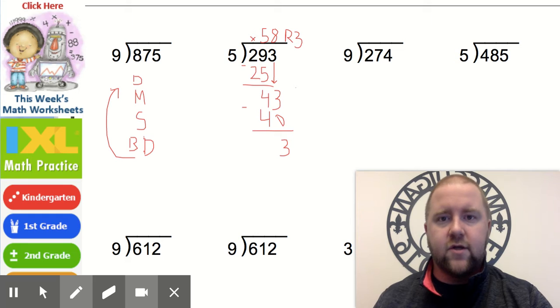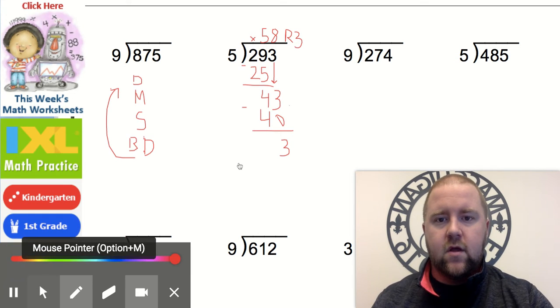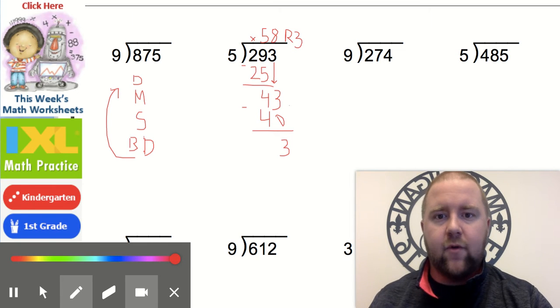Now, when you're typing in your answers on the Google form, you guys can just do 58 and then a space and a capital R, a 3. So that would be the way you would answer that there.